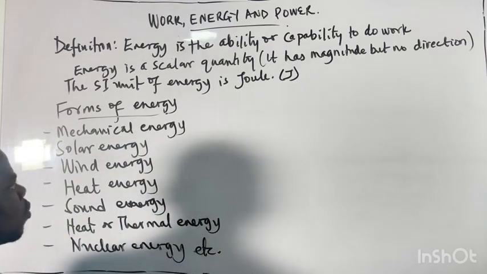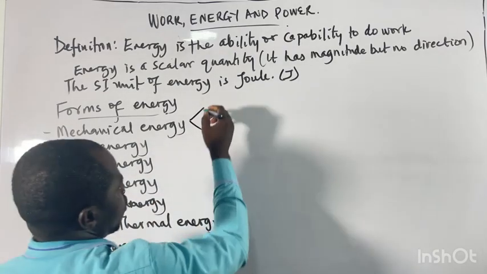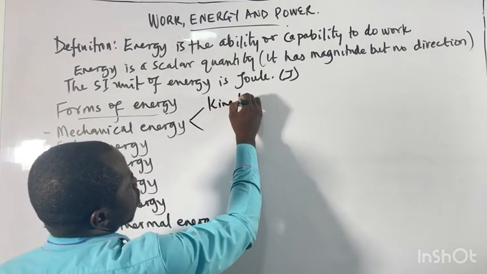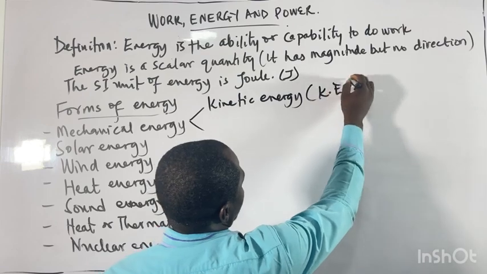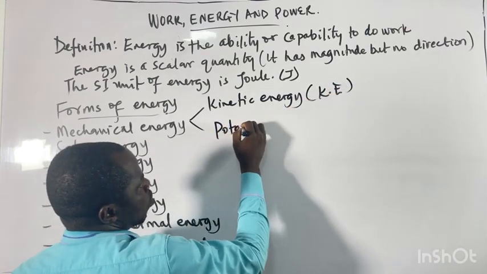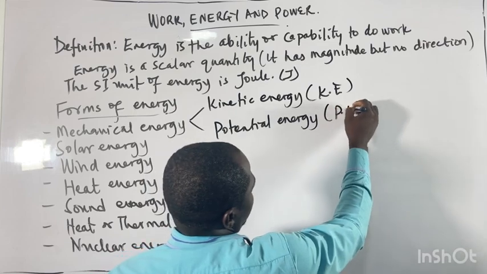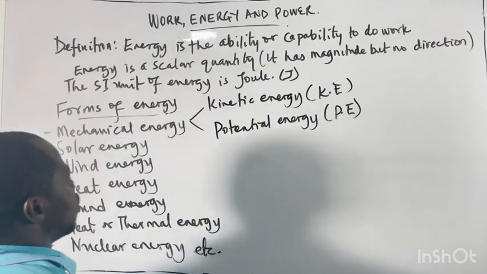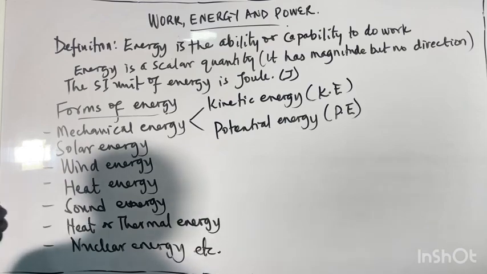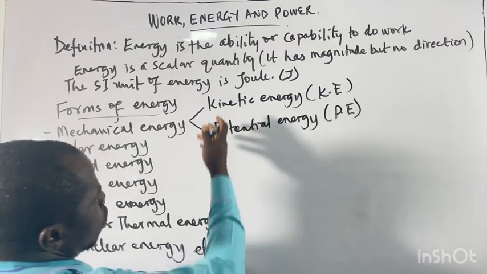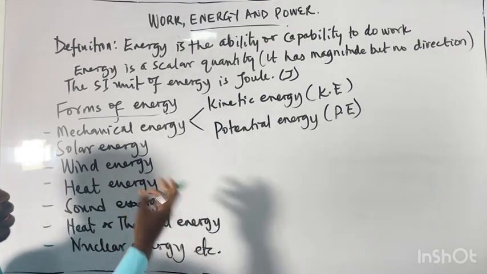And on this, we are going to be looking at mechanical energy. And the mechanical energy is divided into what we refer to as kinetic energy, given as KE, and we have what we call the potential energy, that's PE. The kinetic energy and the potential energy, and that is what we are going to be looking at under the energy. So here we are going to focus more on the kinetic energy and also the potential energy.